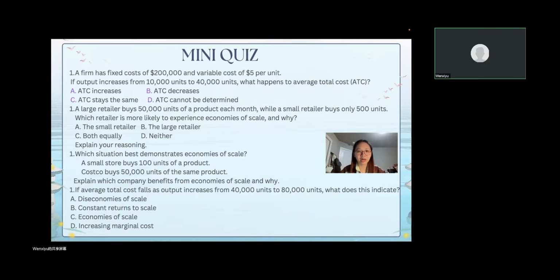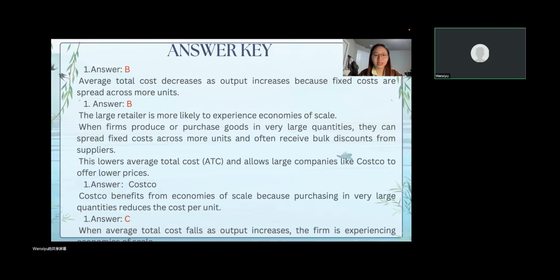Now let's check the answers. Let's go through the correct answers. For question 1, the answer is B. Average total cost decreases. When output increases, fixed costs are spread across more units, which lowers the cost per unit. For question 2, the answer is B. The large retailer. Buying large quantities allows firms to spread fixed costs and receive bulk discounts from suppliers.